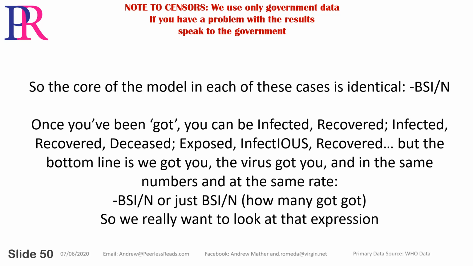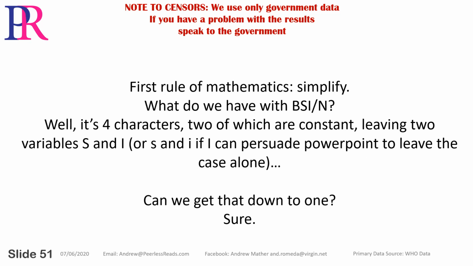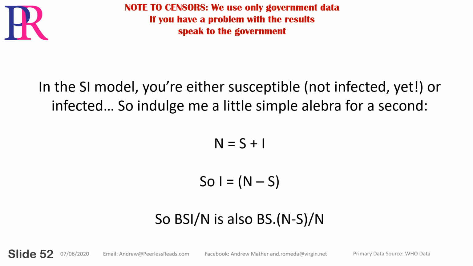So we really want to look at that expression. First rule of mathematics: simplify. What do we have with bSI over N? Well, it's 4 characters, 2 of which are constant, leaving 2 variables, S and I. Can we get that down to 1? Sure. In the SI model, you're either susceptible, not infected yet, or infected.